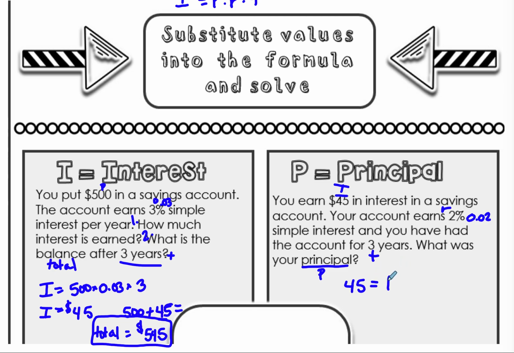Interest equals our principal, we don't know what that is, times our rate, 2/100, times the time, 3. All right, so we're going to start by multiplying everything together on the same side as the variable. So we're going to get 6/100 times P. And then we are going to divide both sides of our equation by 6/100. So we're going to do 45, divide by 6/100, and we get 750.